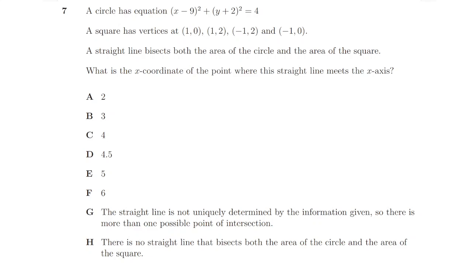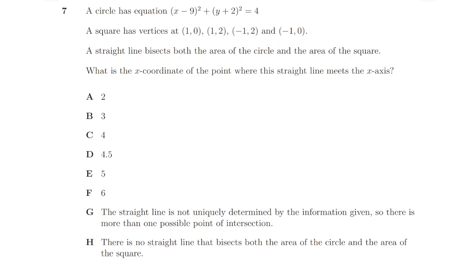Okay, moving on to 7. A circle has the equation (x − 9)² + (y + 2)² = 4. Okay, very friendly of them to give you in the center-radius form. A square has vertices at, okay, those 4 points, sure. Okay, we're just going to trust that is a square. Yeah, it's probably a square. A straight line bisects both the area of the circle and the area of the square. What is the x-coordinate of the point where the straight line meets the x-axis?